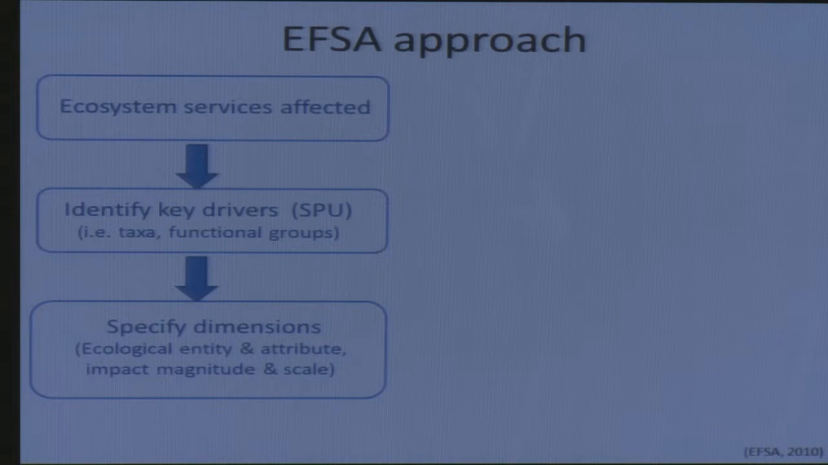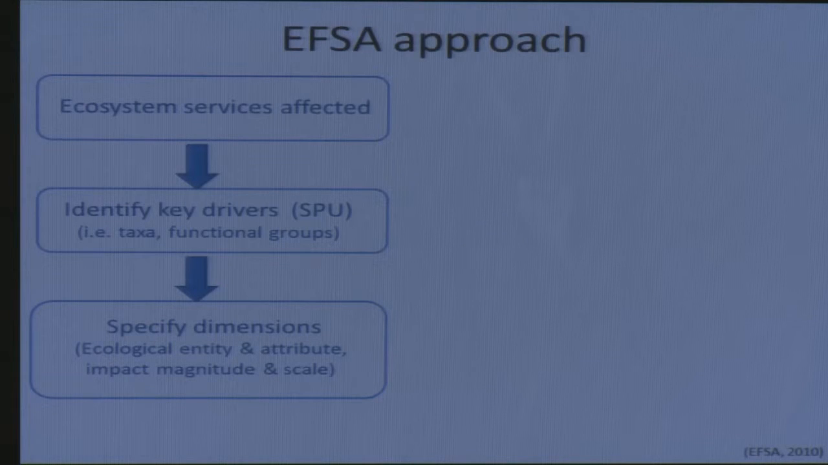So the first step is thinking about agricultural landscapes and saying which ecosystem services are provided by those landscapes and which of those are potentially affected by pesticide exposure. That begins to frame the area of interest. The next step is for each of those services that are potentially affected by pesticide exposure to identify what are the key ecological components that drive those services, sometimes referred to as service providing units, SPUs. And these can be individual taxa, or they can be functional groups.